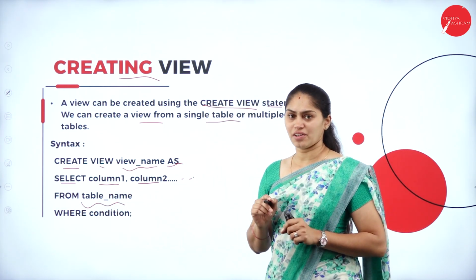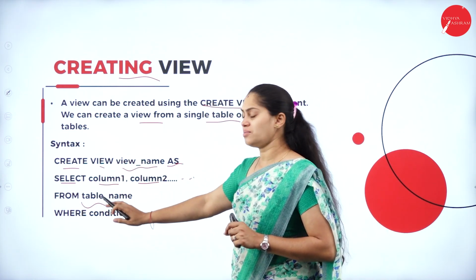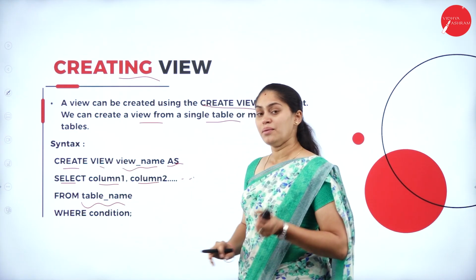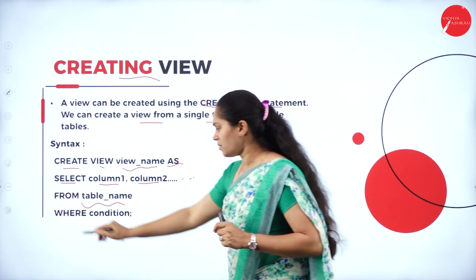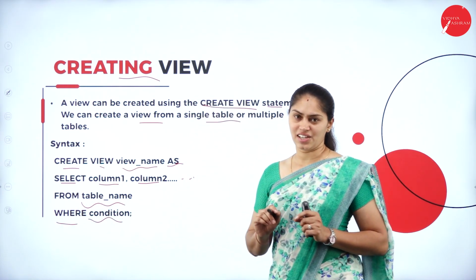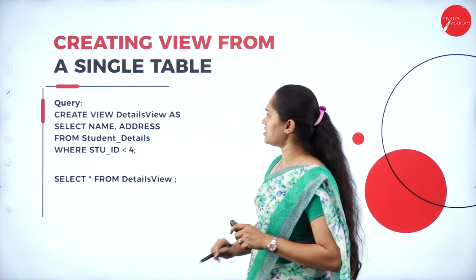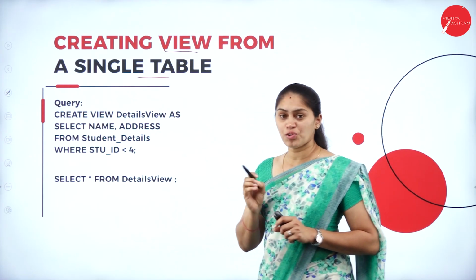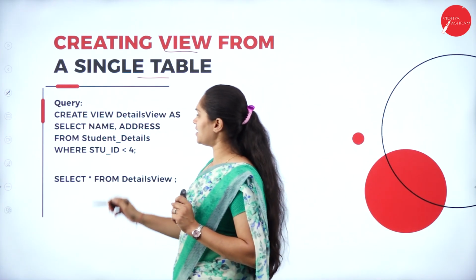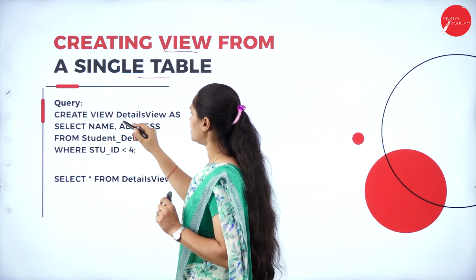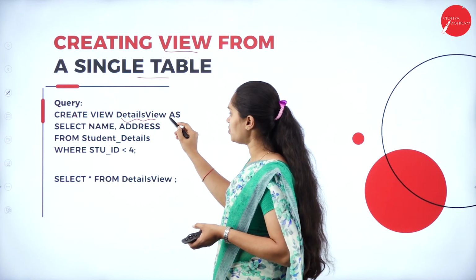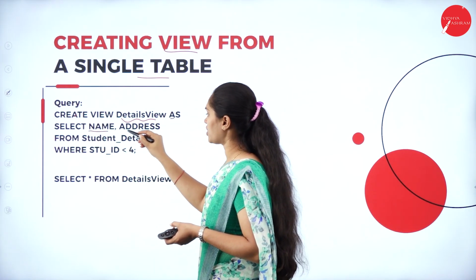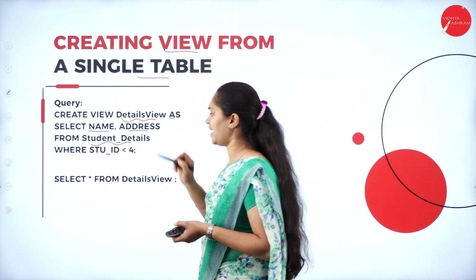Or else if you want to have all the columns, all the rows, you can use it. Based on a certain condition, if you want to have specific rows, then we have to use the where condition. Fine. Then here you can see how we can create a view from a single table. See the query here, create view details view. I am creating a view called details view as select name, address from student details.